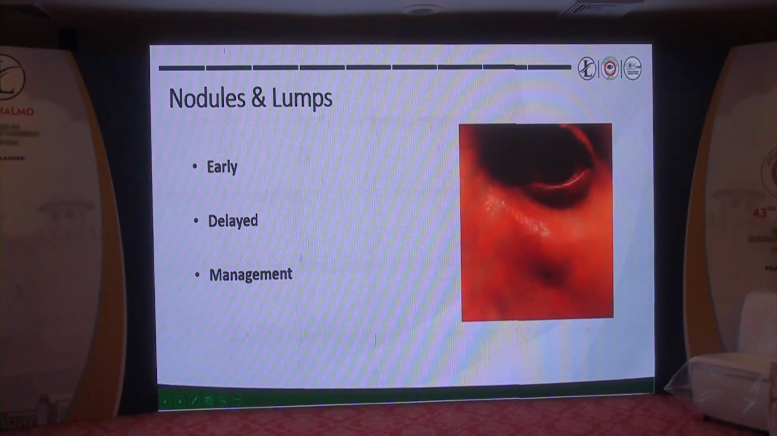So that I'm talking about delayed lumps. If a patient presents after a year with a lump, you can always offer hyaluronidase.